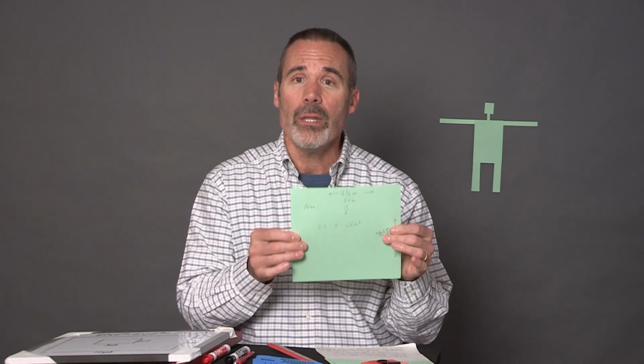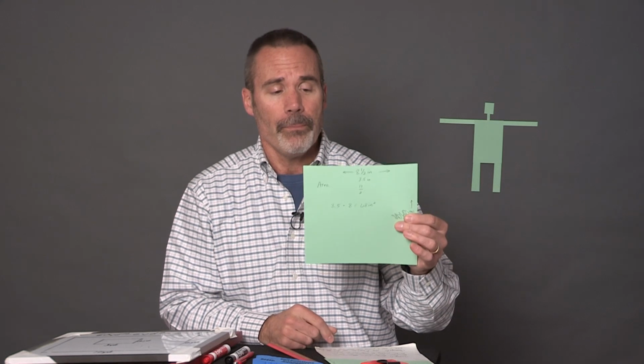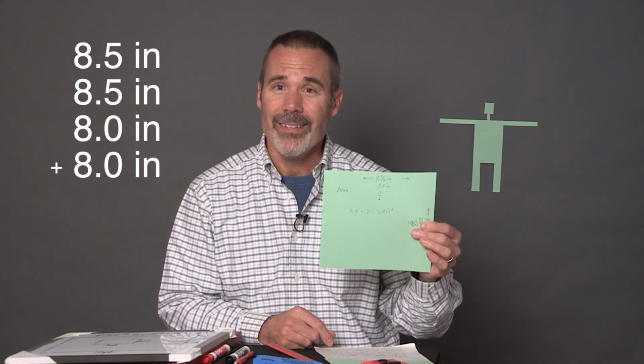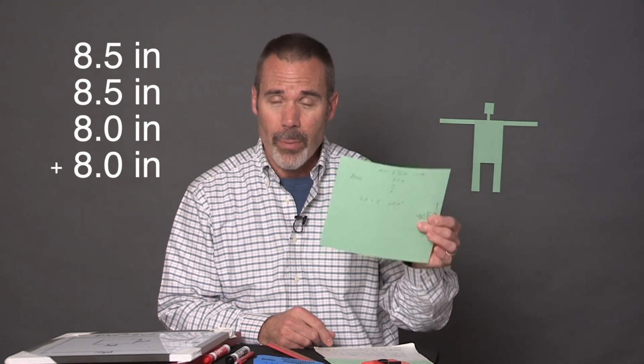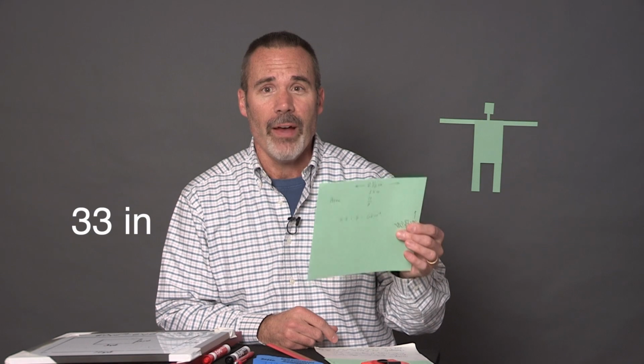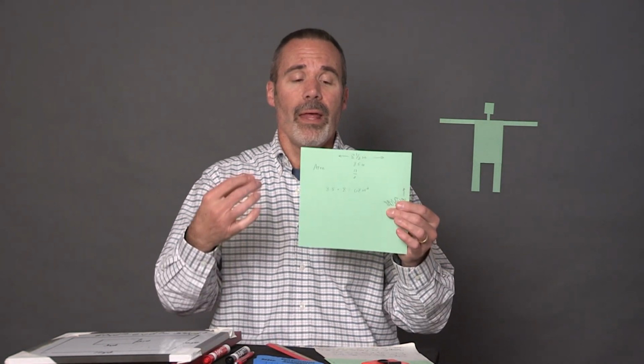How can we calculate the perimeter? If you said add them all up, you got it. What is 8.5 plus 8.5 plus 8 plus 8? Pause the video for a minute, and when you come back, you'll find that the answer is 33 inches, and that is our perimeter.